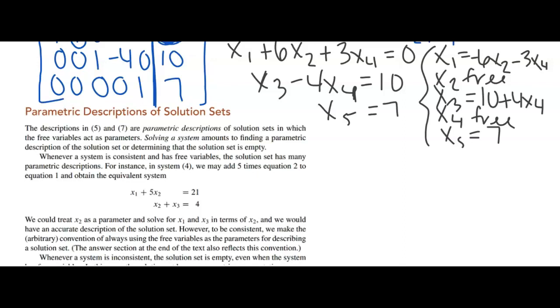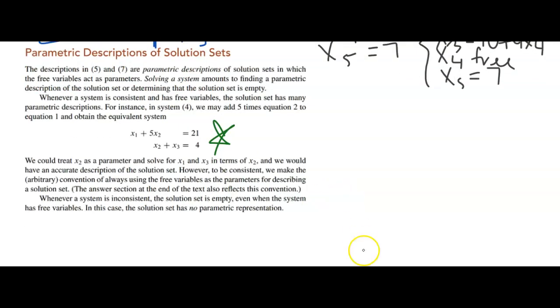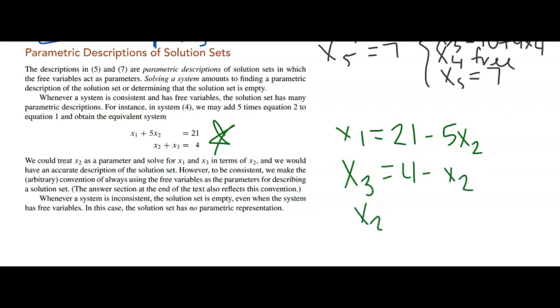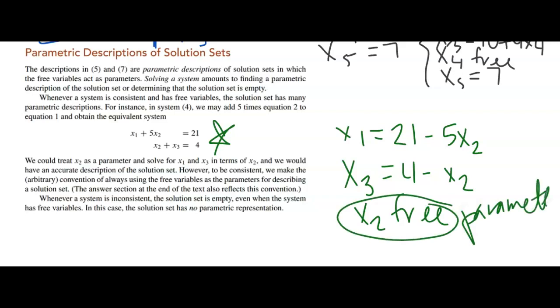Here's another example of a parametric description. Again, I have 3 unknowns, x1, x2, x3, but only 2 equations. Not enough equations for the amount of unknowns. So I could set this up and say x1 is 21 minus 5x2. x3 is 4 minus x2. And x2 is free. So in this case, another way to say that is x2 is a parameter, and these two things are dependent upon it.